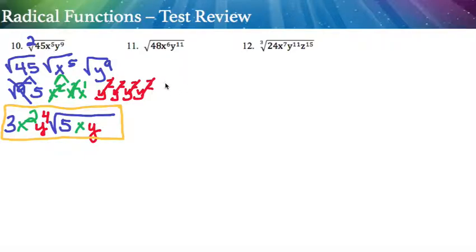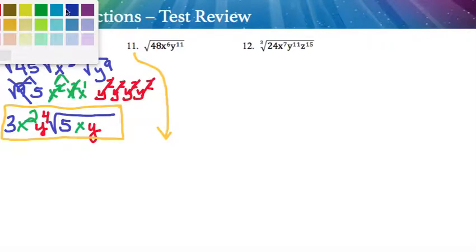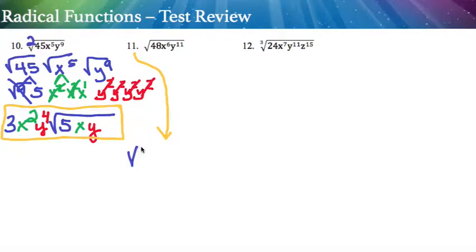So with number 11, I'm square rooting these again. So in number 11, I'm going to just move down here for a second. Okay, and what I'm going to do is I'm going to square root the 48, and I'm going to square root x to the 6th and y to the 11th. Okay, all right, so inside of 48, I know that there is a 16 and 3.